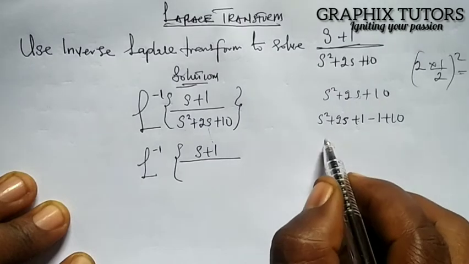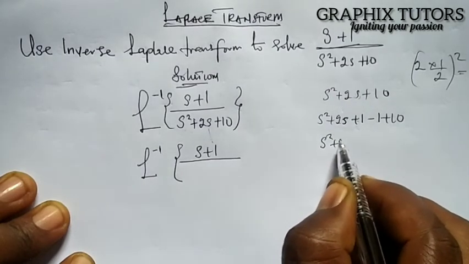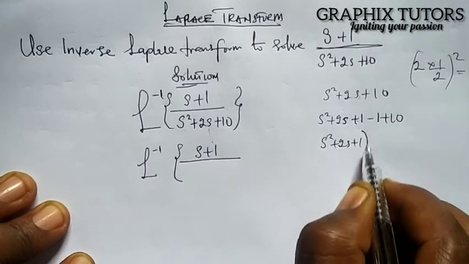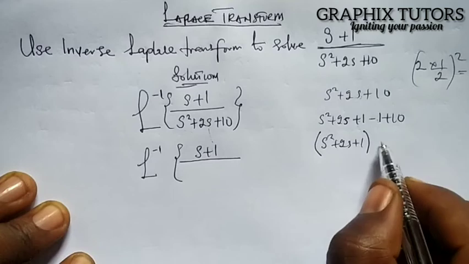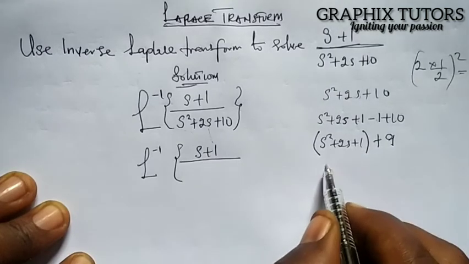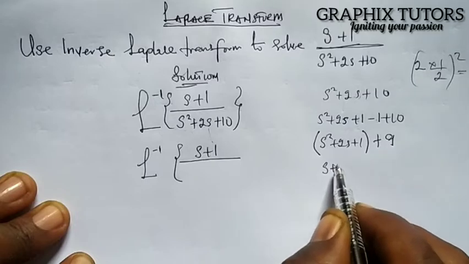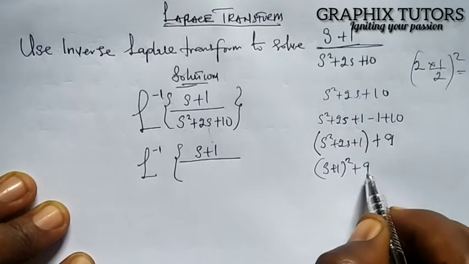So now what you do here is this will give me s squared plus 2s plus 1. You put it in brackets. Then minus 1 plus 10 will give you plus 9. Now s squared plus 2s plus 1 will give us s plus 1 all squared. Then we have plus 9.